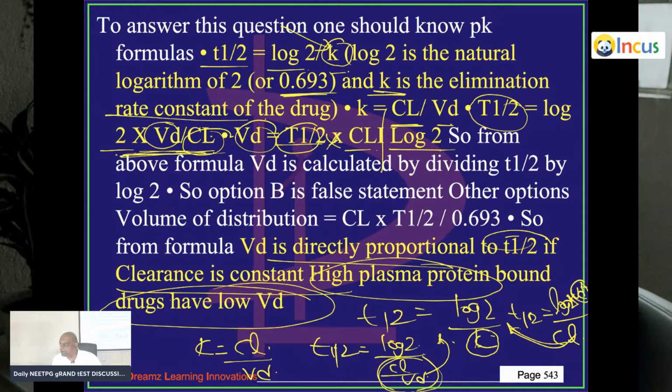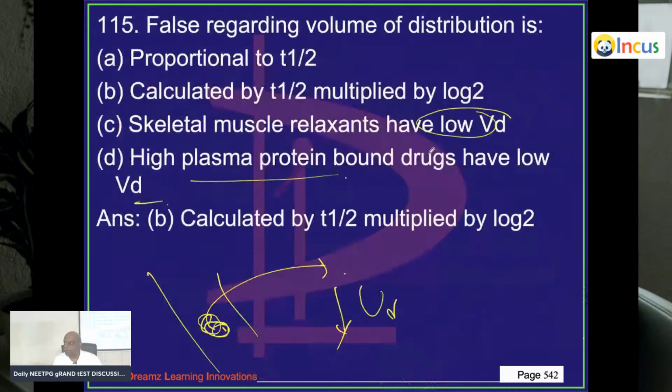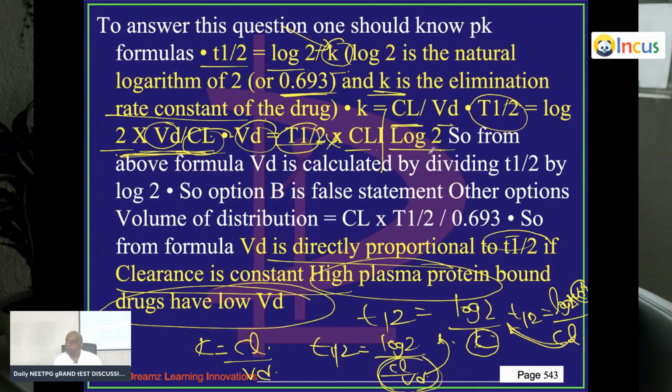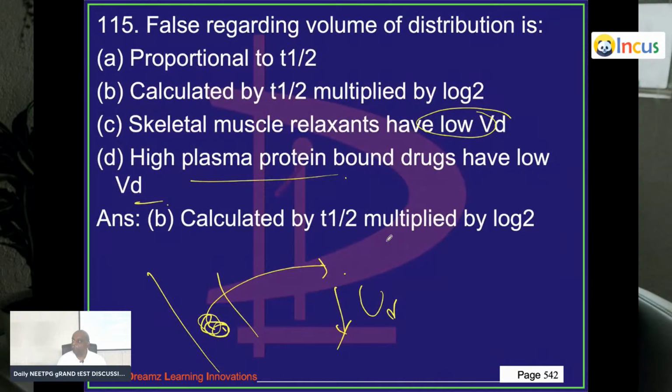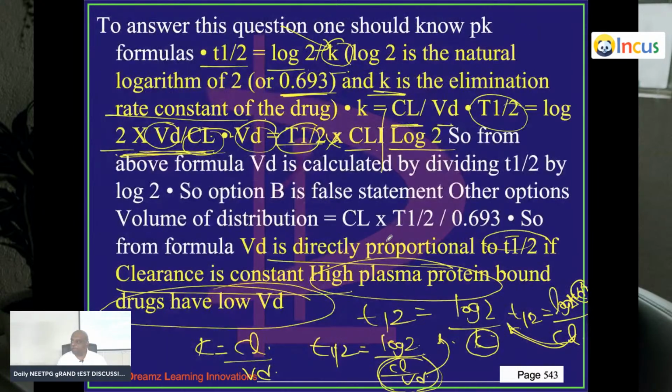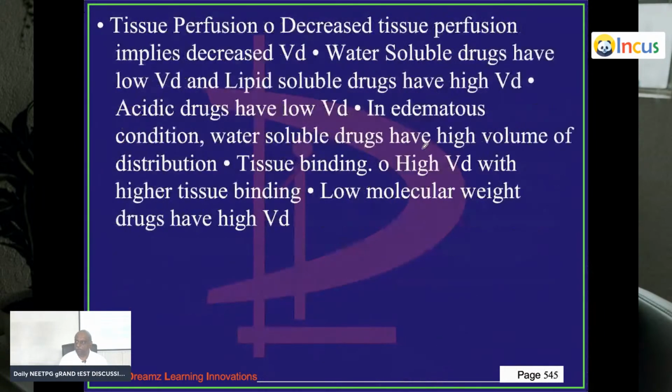Trilok, could you get the point? Simple arithmetic. Yeah, sir, but the options are multiplied by log 2. Oh no, volume of distribution, T half multiplied by log 2. Volume of distribution is calculated by T half multiplied by log 2. It is not like that, no? Vd is equal to T half into clearance by log 2, no?